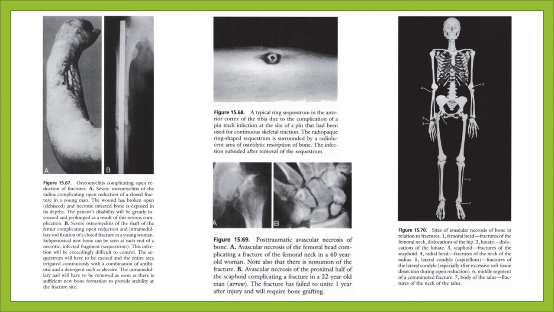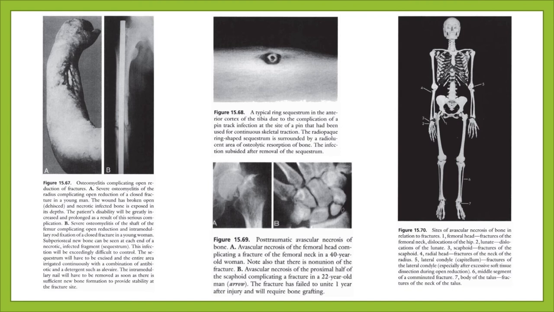B. Severe osteomyelitis of the shaft of the femur complicating open reduction and intramedullary rod fixation of a closed fracture in a young woman. Subperiosteal new bone can be seen at each end of a necrotic infected fragment, the sequestrum. This infection will be exceedingly difficult to control. The sequestrum will have to be excised and the entire area irrigated continuously with a combination of antibiotics and a detergent such as aloe vera. The intramedullary nail will have to be removed as soon as there is sufficient new bone formation to provide stability at the fracture site.